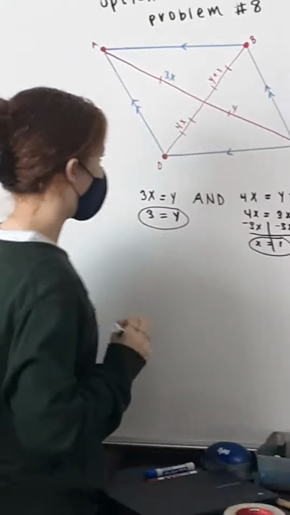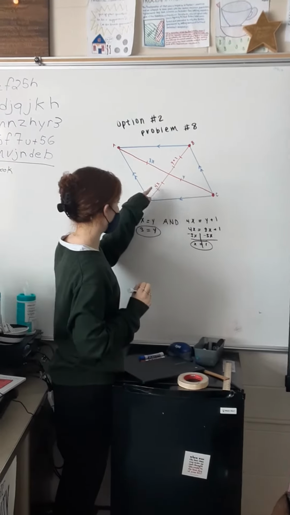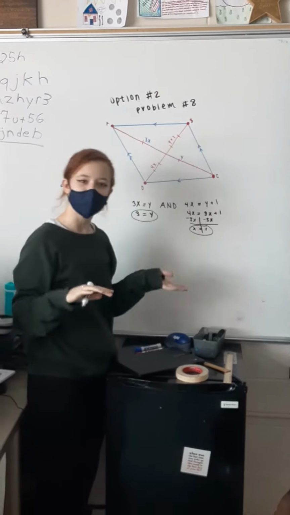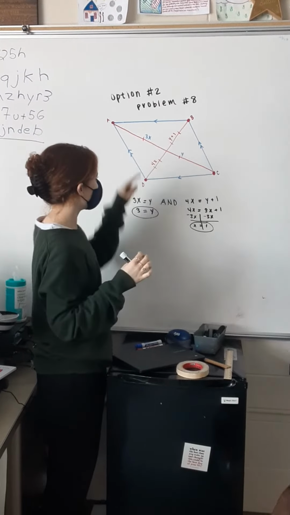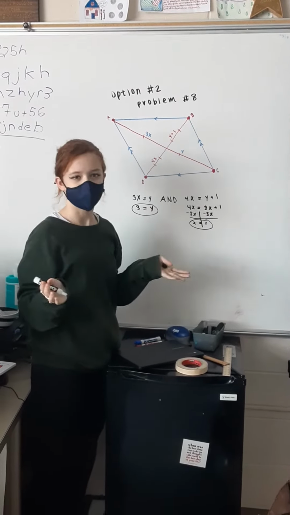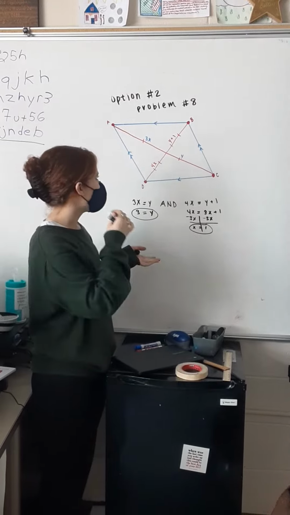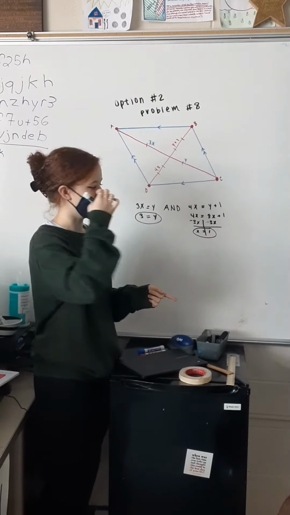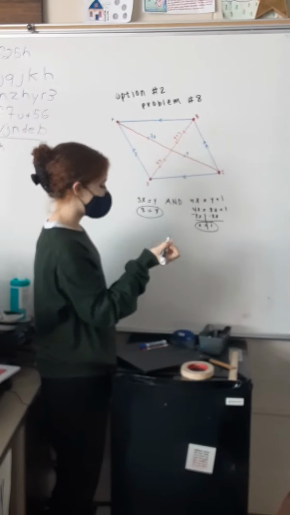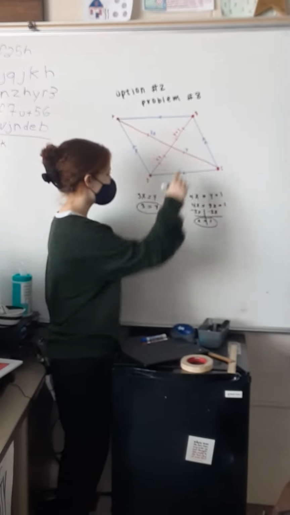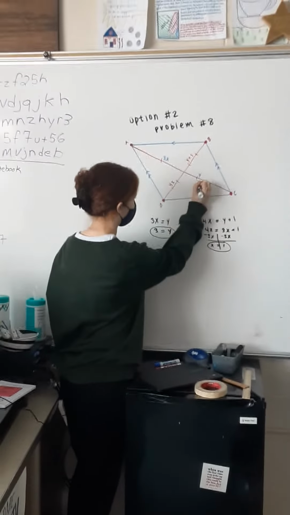And now that I have that, I can go back and put those into these equations for the actual length. The nice part about this is that since the blue ones are congruent and the red ones are congruent, you only have to do one blue one and one red one because you know they're going to be the same. So I'm just going to do whichever one I think looks easier. This one's easier because it's just y, so that's 3.